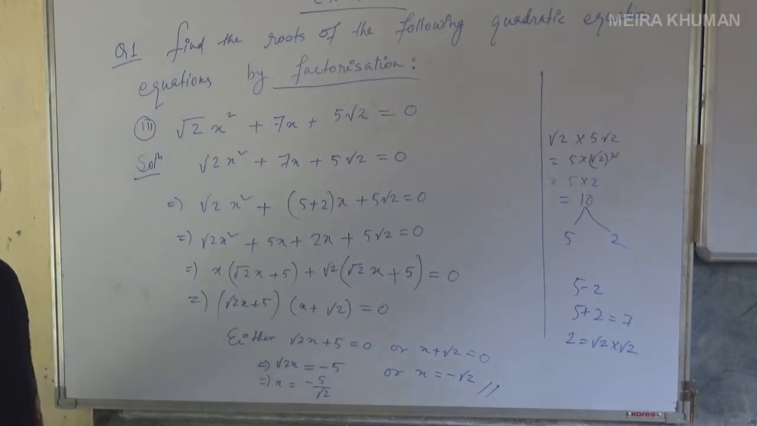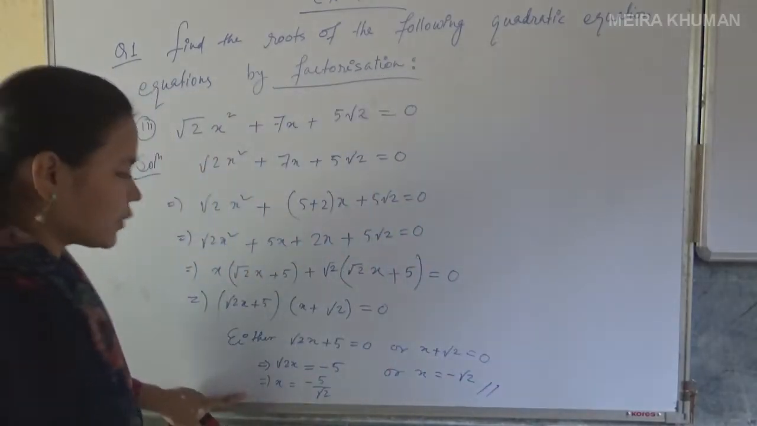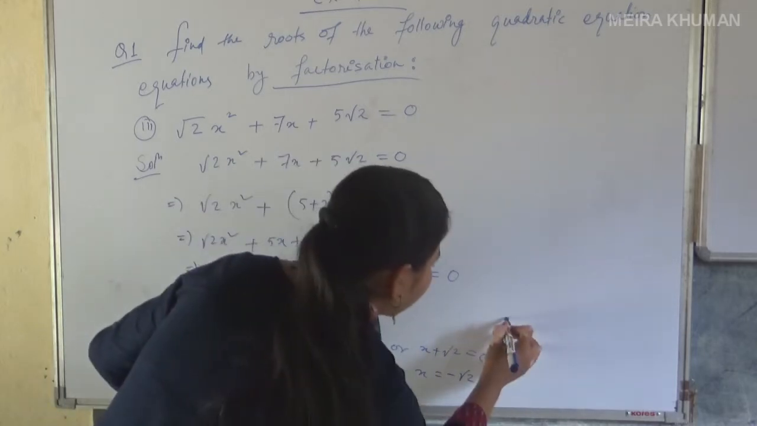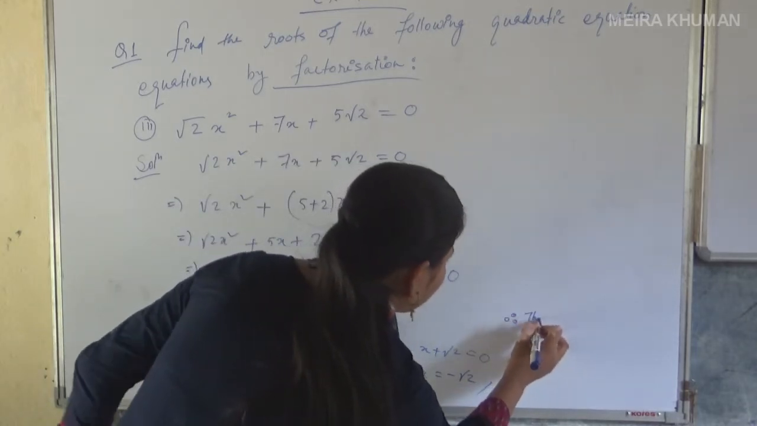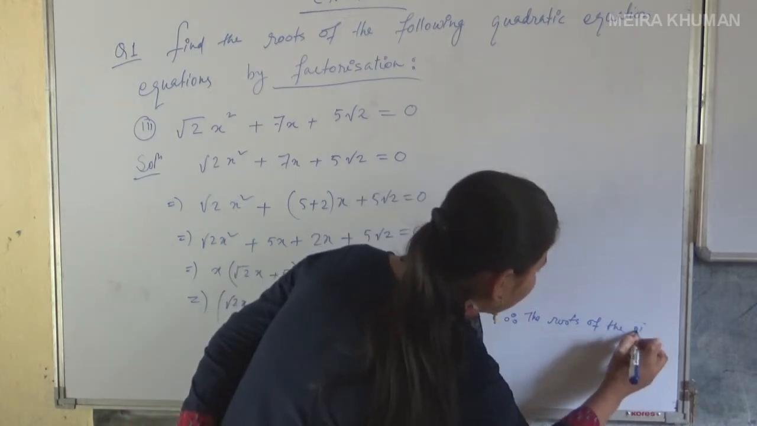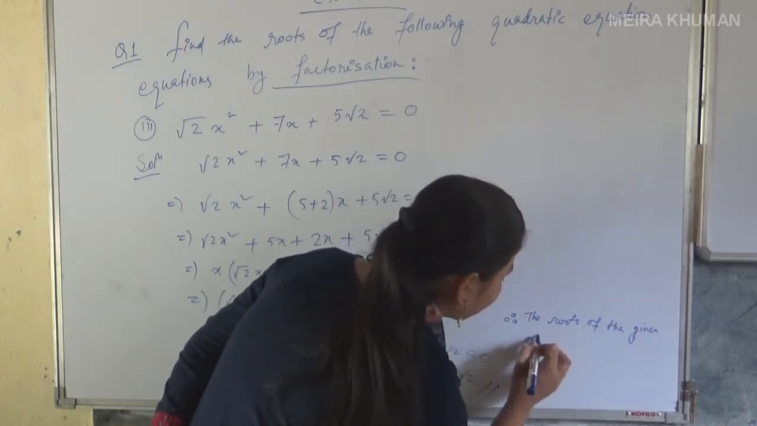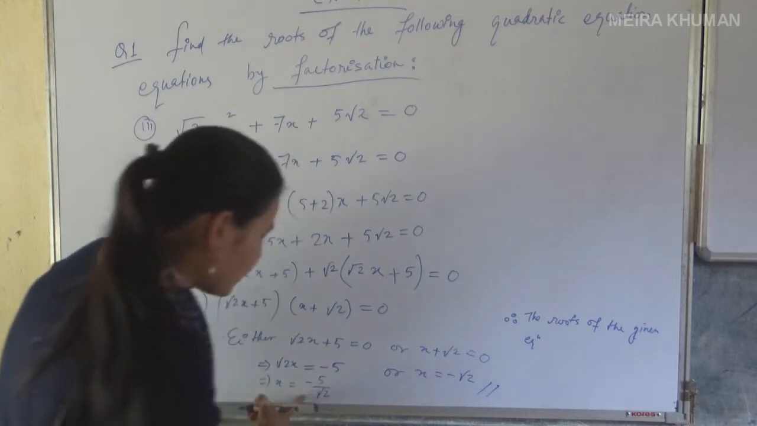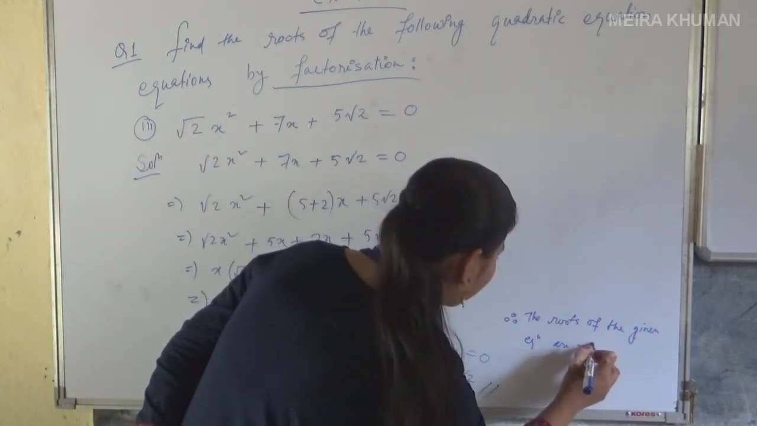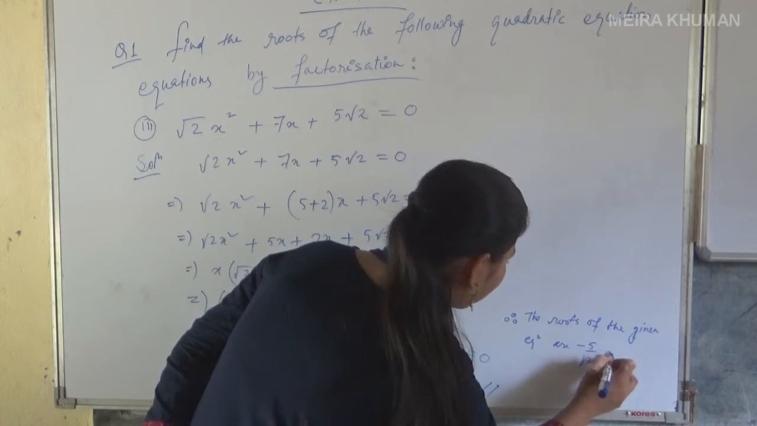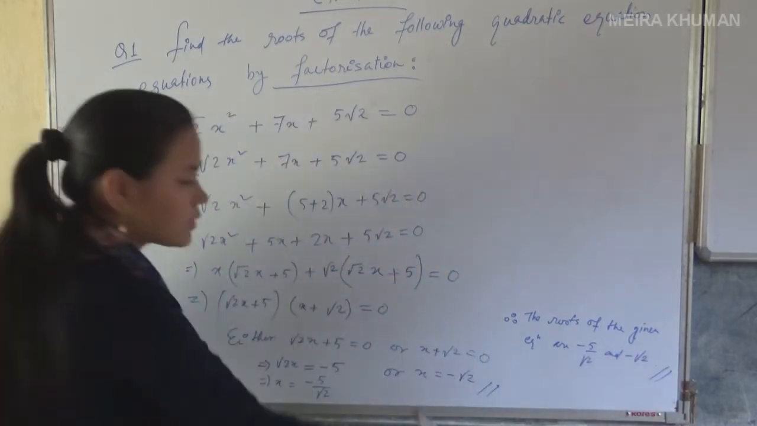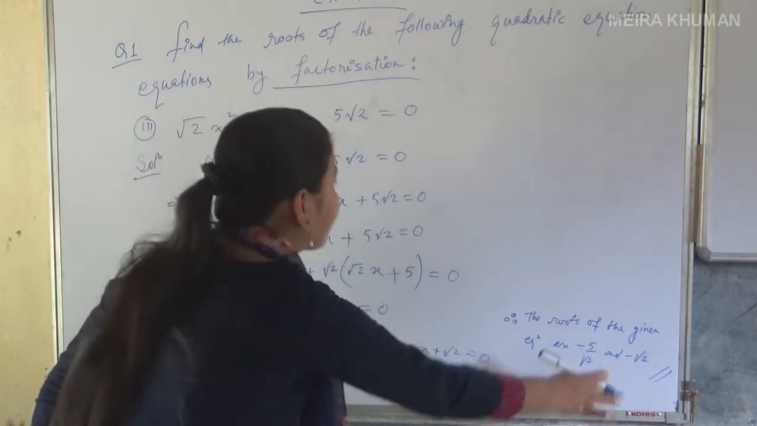So after this you write: the roots of the given equation are minus 5 by root 2 and minus root 2. So these are the roots, minus 5 by root 2 and minus root 2.